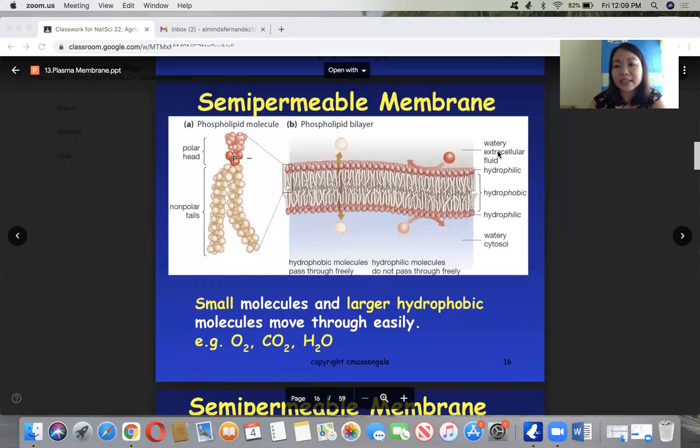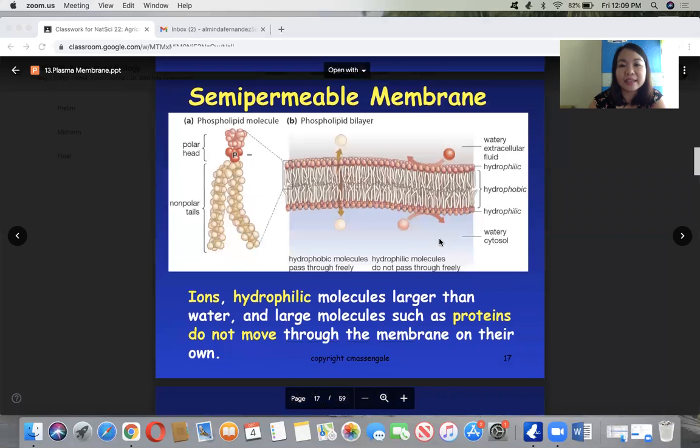As you can see here, there is the watery extracellular fluid on the hydrophilic side, then the hydrophobic side, and another hydrophilic side, and the watery cytosol.